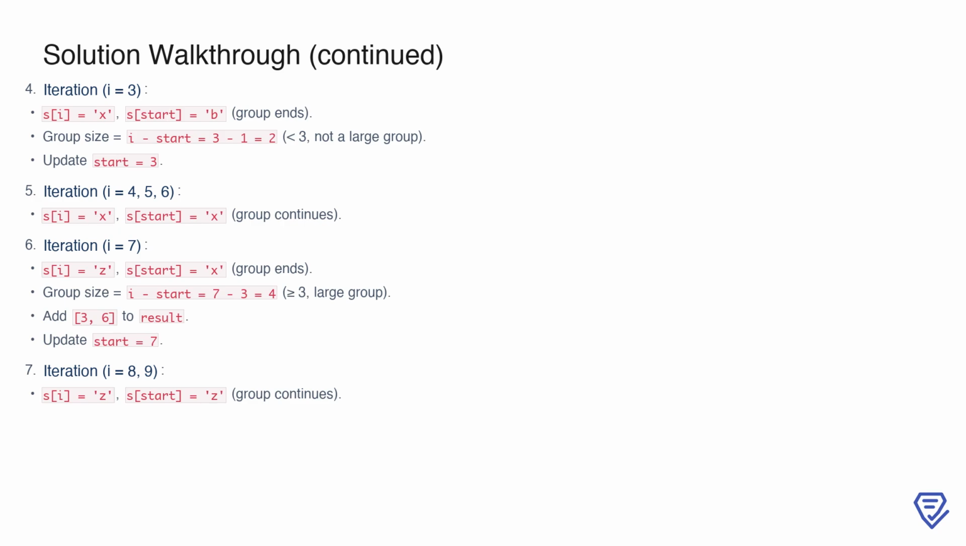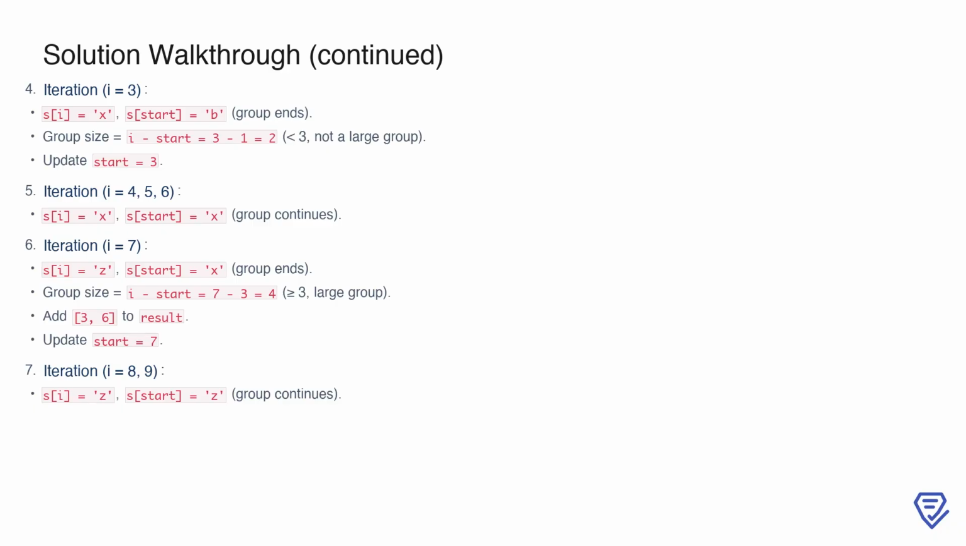the new group. As we proceed, for i equals 4, i equals 5, and i equals 6, the character s[i] remains x, matching s[start], so the group continues uninterrupted. At i equals 7, s[i] changes to z, which ends the current group.